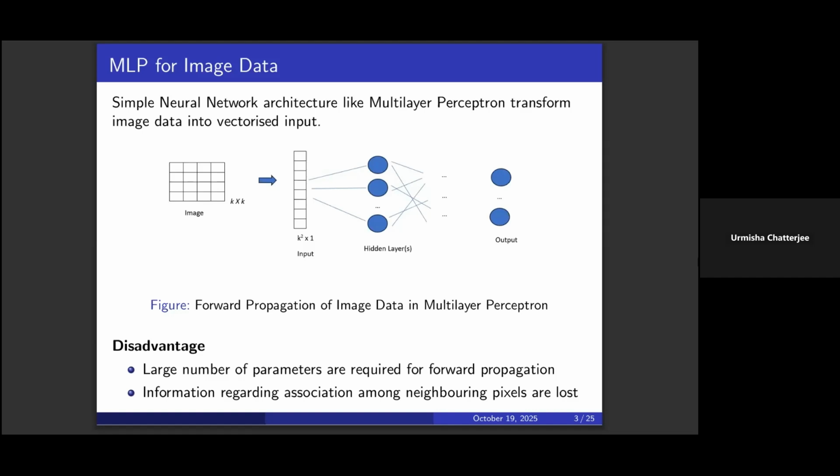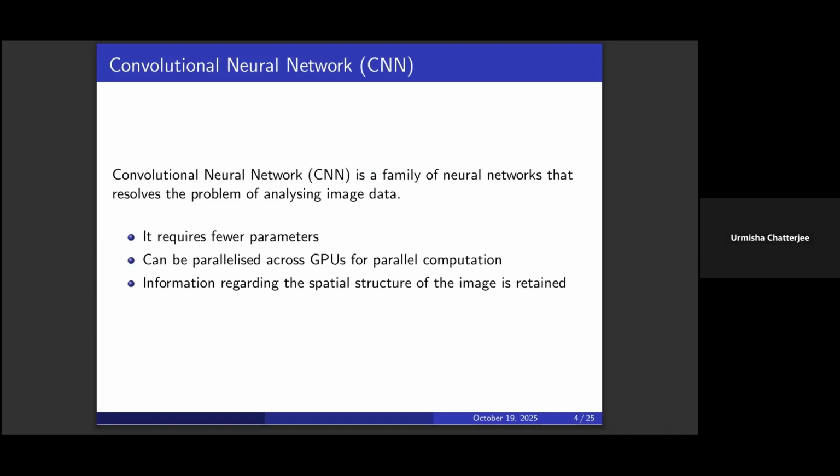And this is where the convolutional neural network comes into the picture. A convolutional neural network takes into consideration two things. First, it requires very few parameters for hidden layer representations. Secondly, it also takes into consideration the spatial structure of the images. And another advantage of using CNN is that it can be parallelized across GPUs during forward propagation.